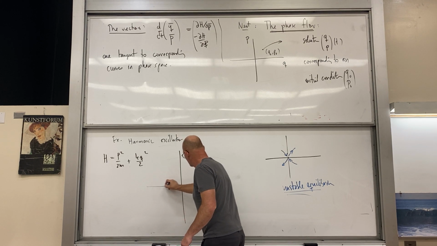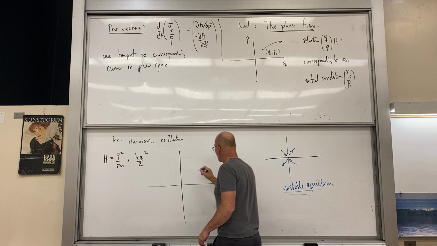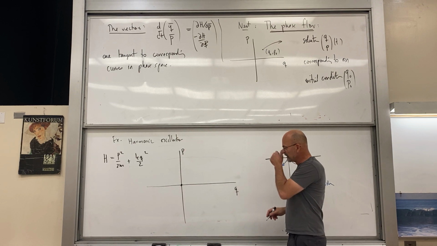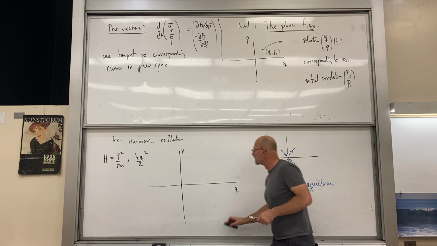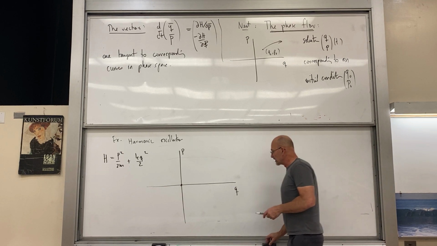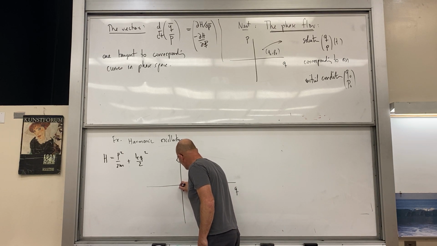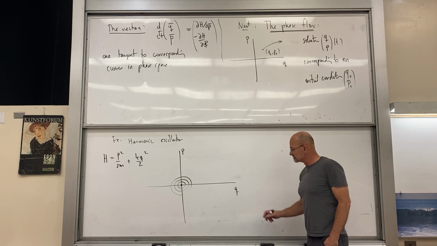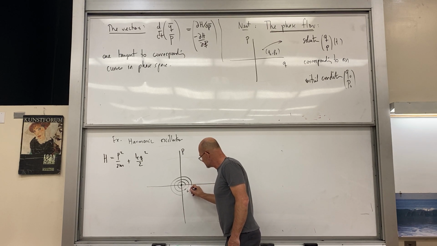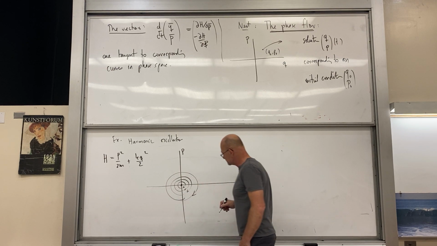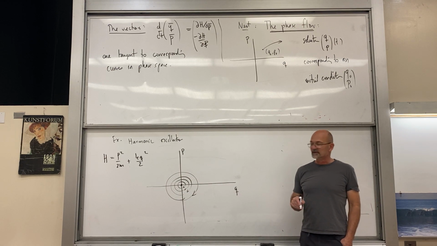There's our QP phase space. We're just talking about the behavior around the stable equilibrium. And for different values of the energy, we just have different amplitude clockwise ellipses. Okay.